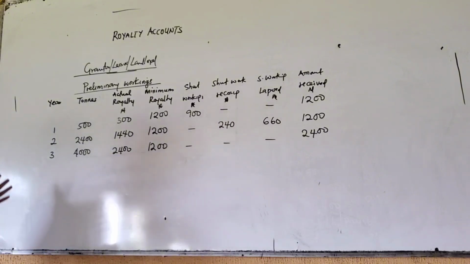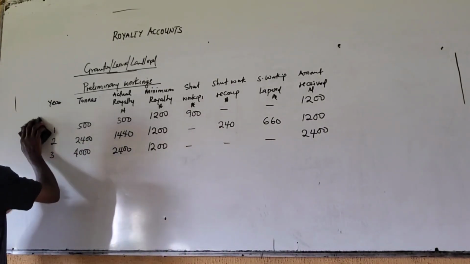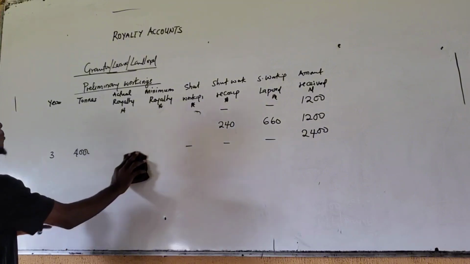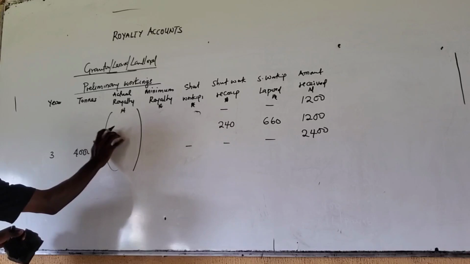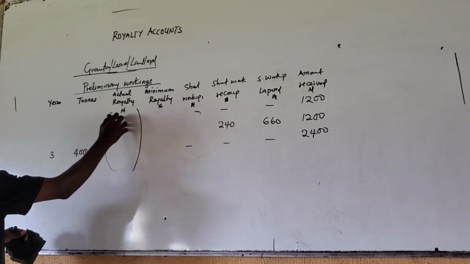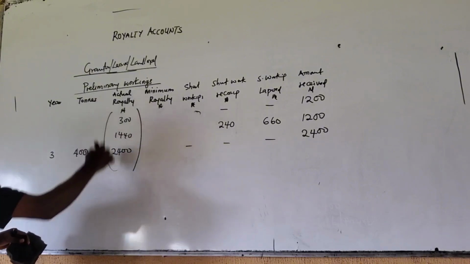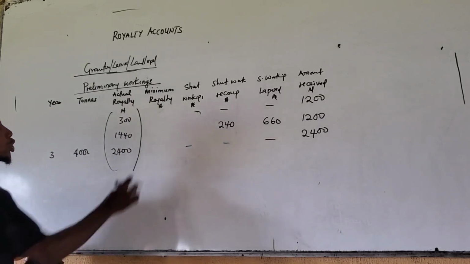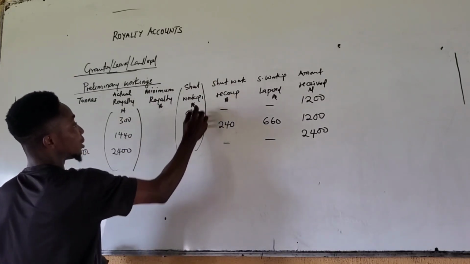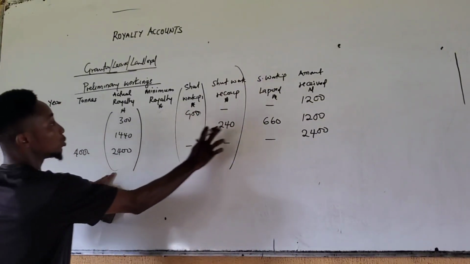So now we'll prepare the account in the book of the landlord. In the book of the landlord, please take note of those figures for actual royalty. We have how much here? 300, 1440, and 2,400. This actual royalty column, we are going to work with these figures, and also the short workings of 900 you have here, and the short workings recovered of 240. So take note of this column. We are working strictly with this column.